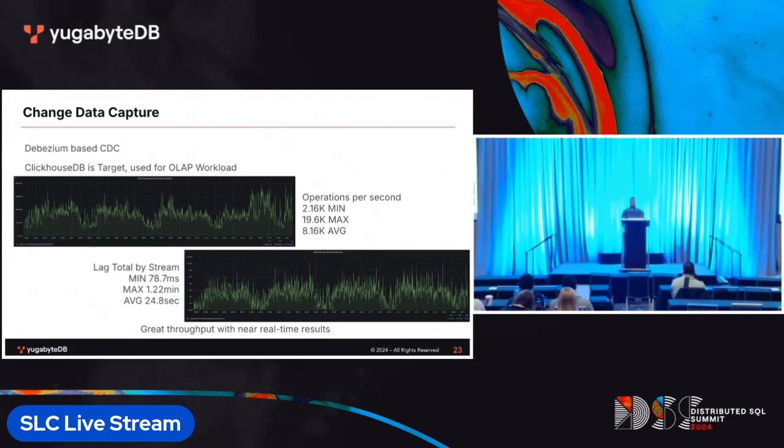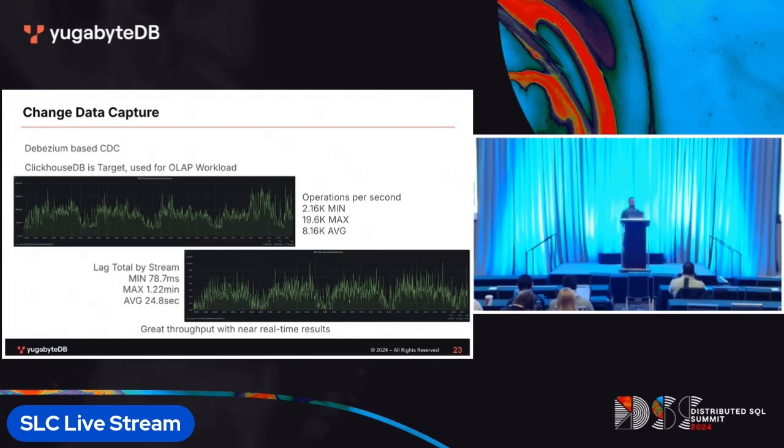So, change data capture. As I mentioned, one of the positive sides of MongoDB is that you can run OLAP and OLTP workloads on the same cluster. And what we found out is it doesn't work well at scale. It doesn't work well when you commingle the schemas. And so what we wanted to do is get away from that. CDC has really enabled us to move data between data systems to optimize for those workloads.